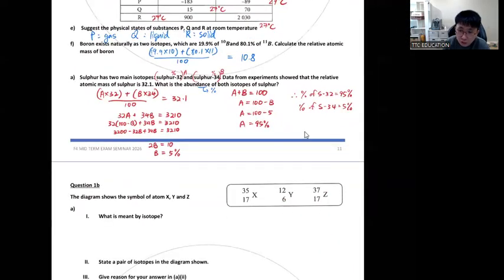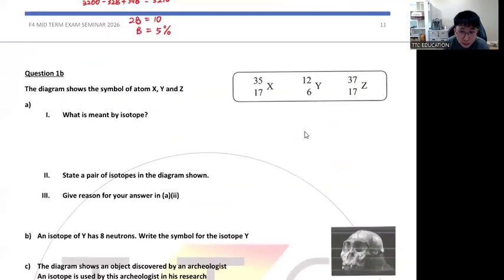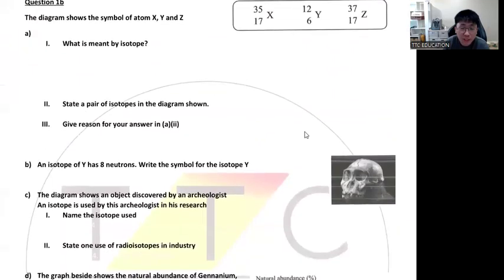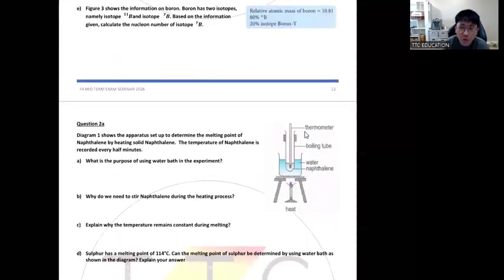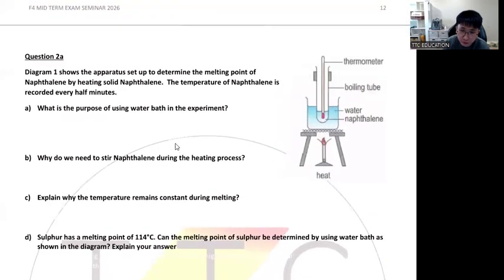Okay, so guys, all good? Basically, I did one question already. This second question, I let you do it yourself. So I do one question for this topic, we skip this question, we try this one. Heating curve. Heating experiment: the diagram given here is a setup for determining the melting point of naphthalene by heating solid naphthalene. The temperature of naphthalene is recorded every half minute.